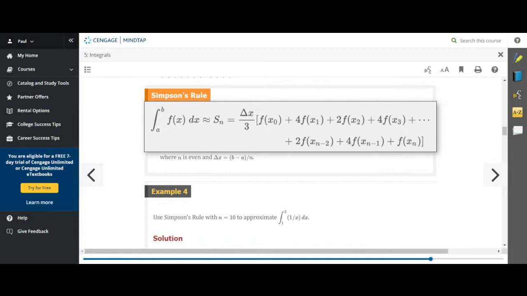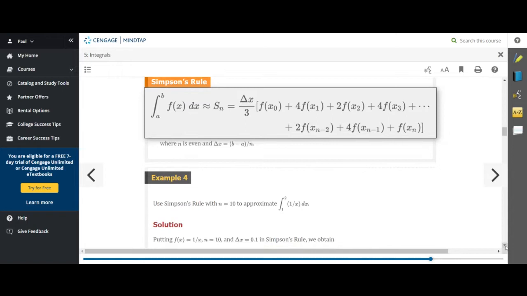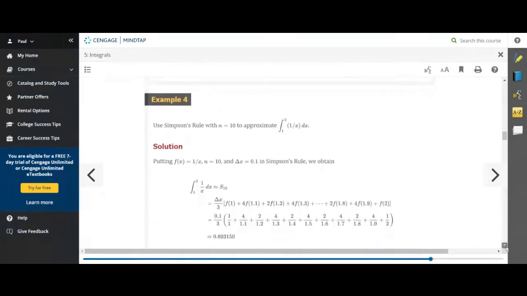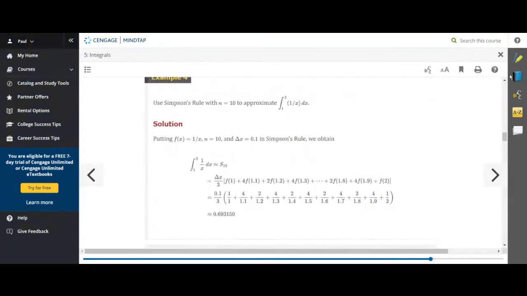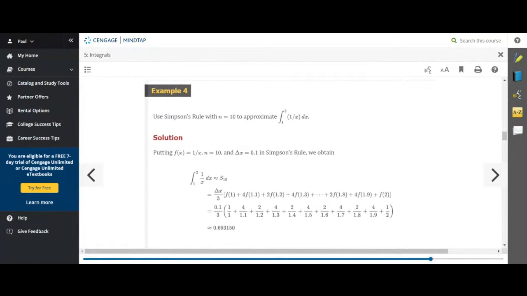Yeah, it'll be an odd number of subintervals. Right. So at any rate, there's the formula. And again, what they're going to do in example 4 here is use Simpson's rule to approximate this integral. Now, they're going to use n equals 10. So in example 4, it takes a little more effort.